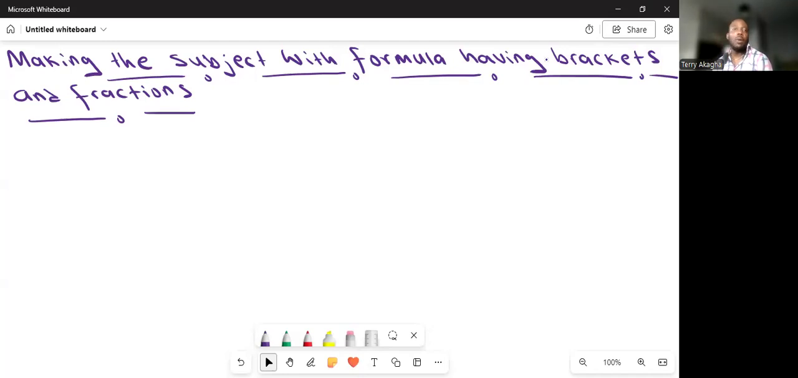So we're going to be talking about making the subject of the formula when you have brackets and fractions. So making the subject of the formula having brackets and fractions. It's very important that you review the previous video and, before you come to this one, ensure that you know how to do important skills like cross multiplication. So where we had A over C is equal to, for instance, B over D, it's going to be A times D equal to C times B.